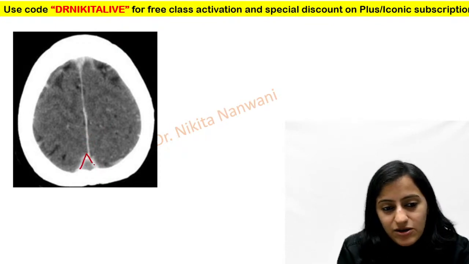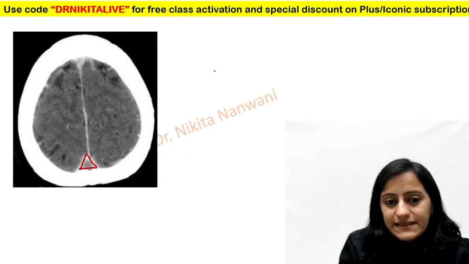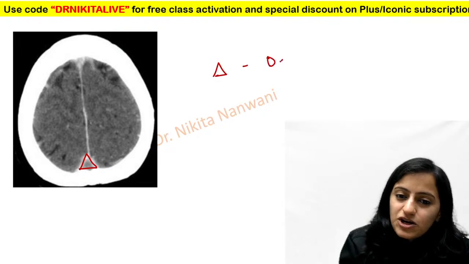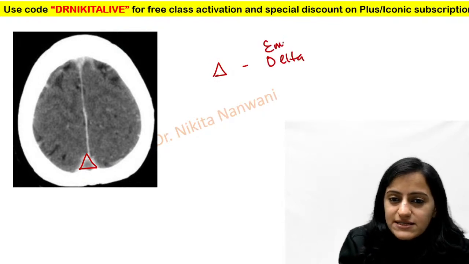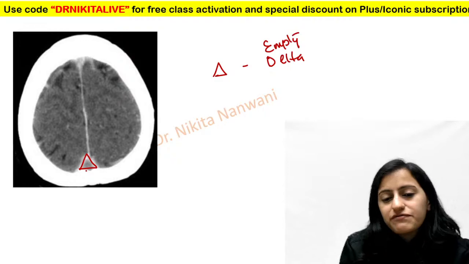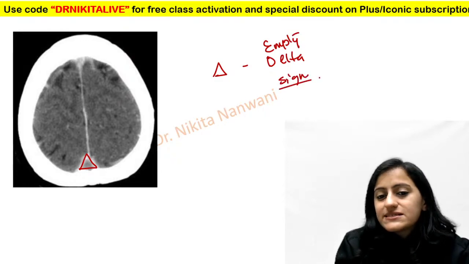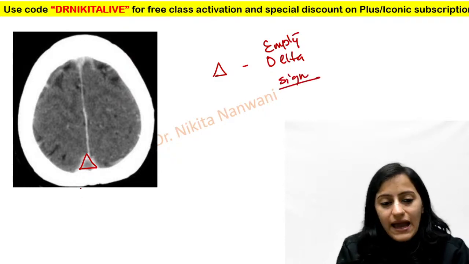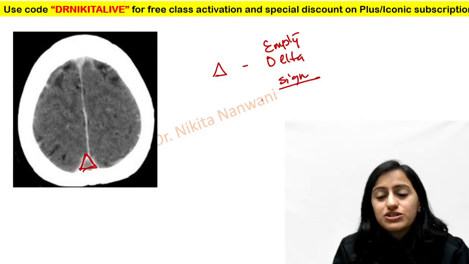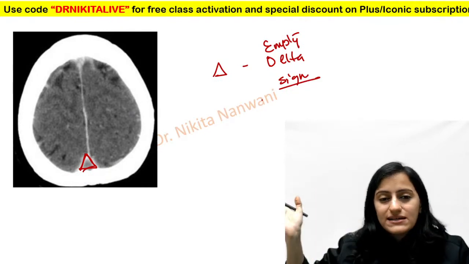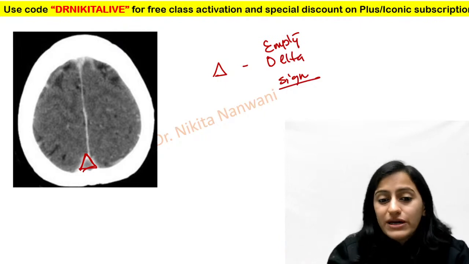What is the triangle called? Alpha, beta, gamma, delta. Triangle is basically your delta. And how is the triangle? The triangle is empty. It is not filled with contrast. So this is the empty delta sign. Anatomically, this is not the location of your lateral sinus. Lateral, as the term says, will be lateral, your sigmoid sinus.